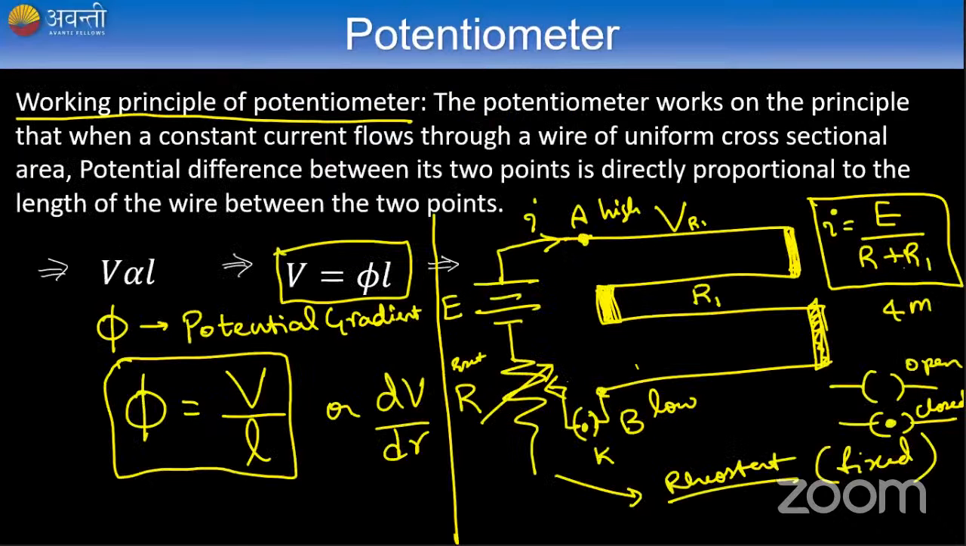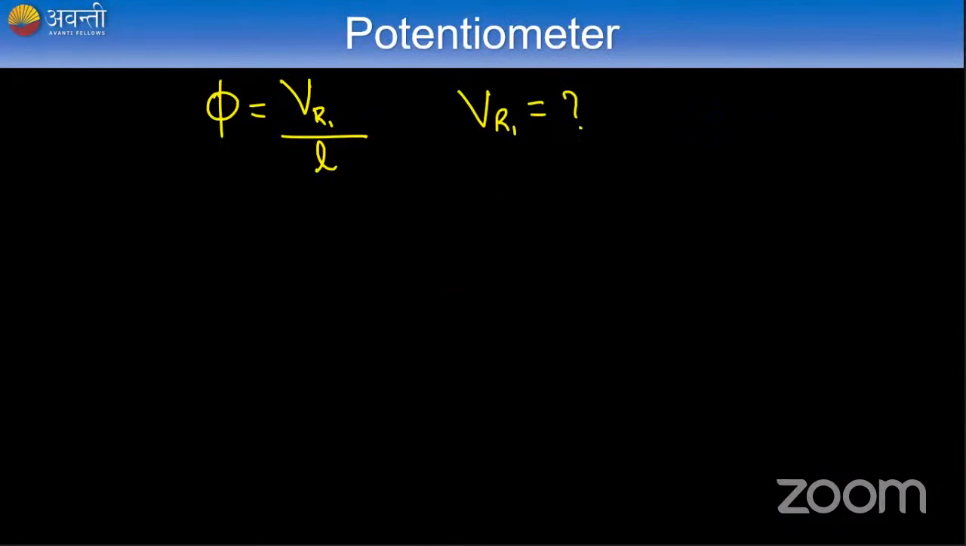From here. Shall we redraw this? I think we have to. I'll try to redraw this. We have a battery with a variable resistance connected across the wire.